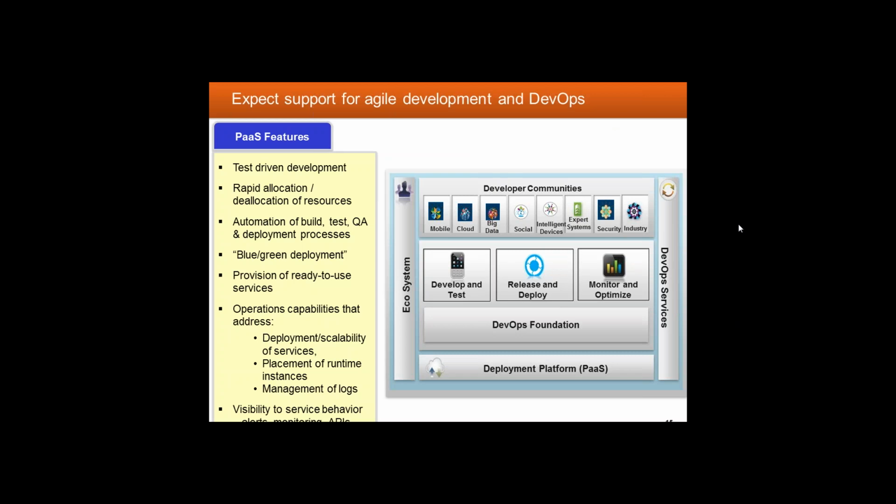And we need operations capabilities that are going to enable deployment and the handling of scalability of services and of applications, and control over the placement of runtime instances. You may not want them all in the same data center; you may want to deliberately run them in different data centers for resiliency purposes. We need to be able to manage logs, get information back, and do analytics on the log information, and that's also part of the visibility of the overall service failure. We want to get alerts, monitoring, and have APIs to get out that information from the system so we know what's going on.